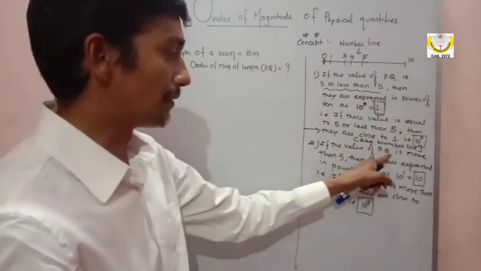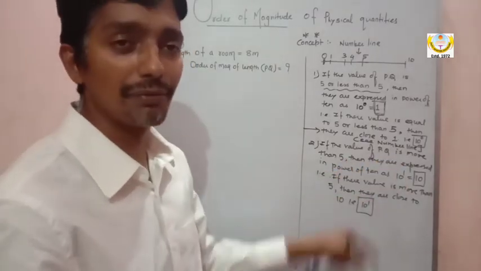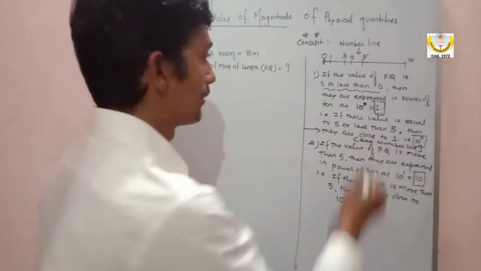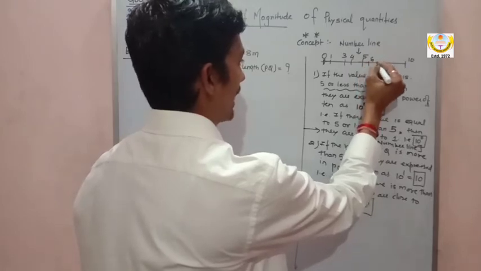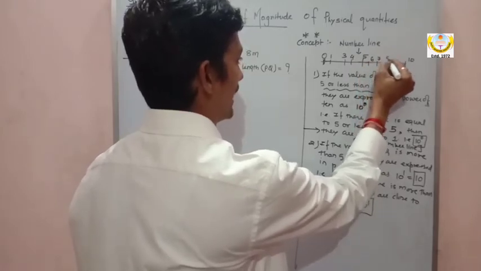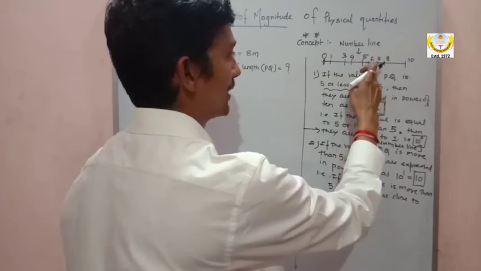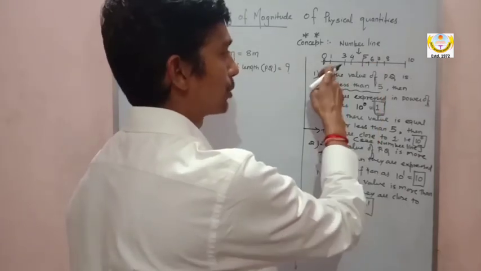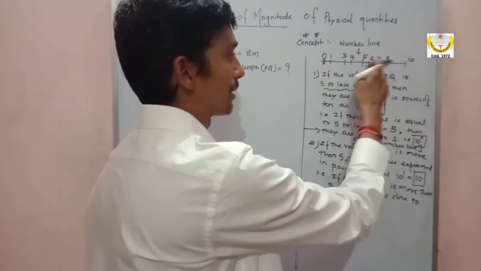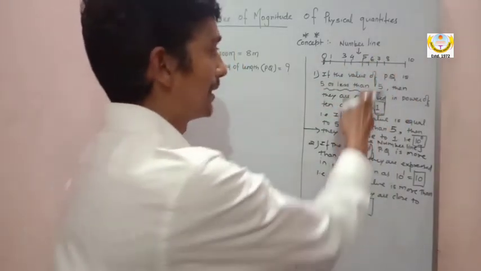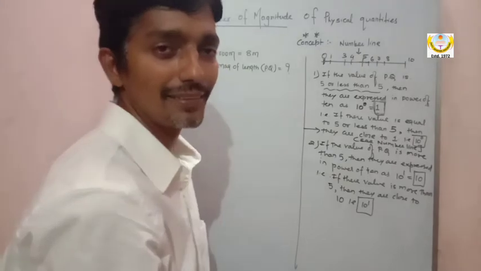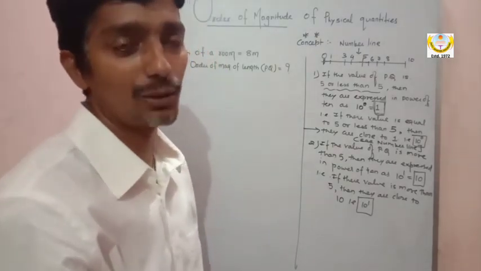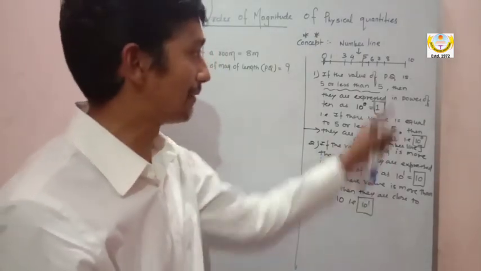But if the value of the physical quantity is more than 5, more than 5 means suppose here I am writing 6, here I am writing 7, here I am writing 8. My dear, this 6 is more than 5. Is it close to 1 or close to 10? Sir, it is close to 10. 7 is close to 10. It is not close to 1. See, so simple it is. 7 is close to 10.